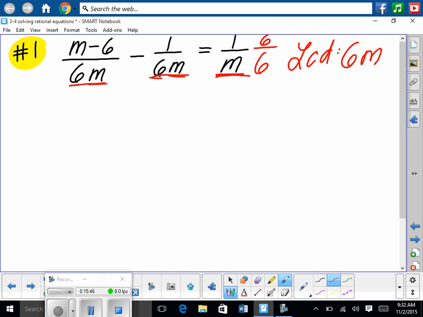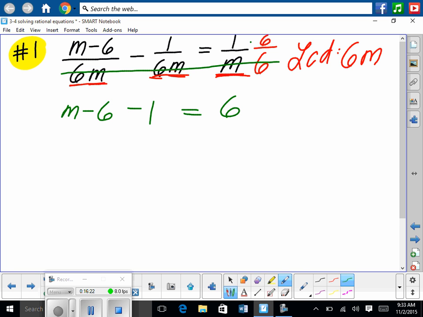Now check your bottoms. Are they the exact same? 6n, 6n, 6n. Yeah? We have a common denominator. So now we don't even have to look at it. Because we have a common denominator, we'll go through and solve using the numerator. So up here we have n minus 6. Then we have minus 1. Is equal to, this is 1 times 6, right? Which is 6. And from there, we'll solve for n piece by piece. Does everybody see what I did? Got a common denominator. Then I'm using the top to solve.